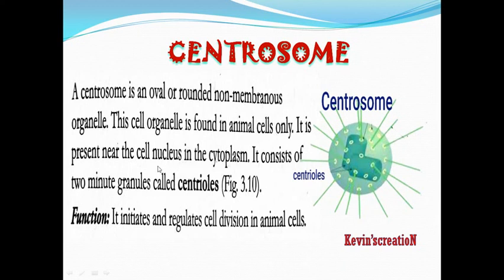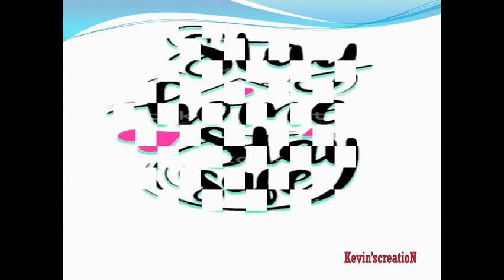So we talked about various cell organelles. In the next class we'll be studying the last two things, that is different types of plastids, vacuoles, and the difference between plant cell and animal cell.